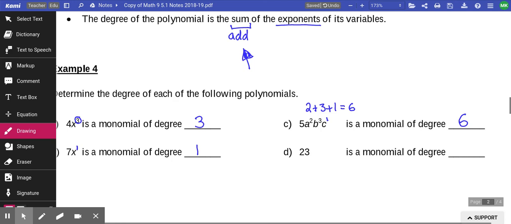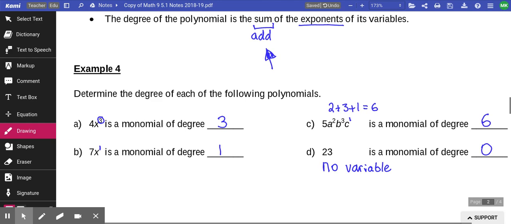That's fair. If you look at D, D is a tricky one. D is a constant, meaning there's no letter, no variable. If there's no variable, it's degree 0. It's not degree 1, which sometimes people will think, hey, we know no exponent means degree 1. That's different. Right? So if you look at B and D, these are different because this one has a letter. That's why it's degree 1. This one has no letter. That's why it's degree 0.